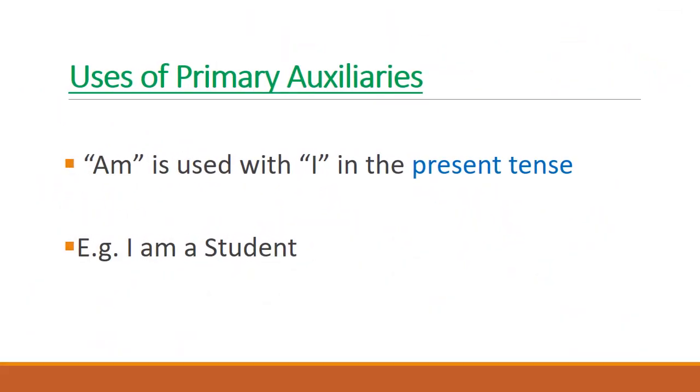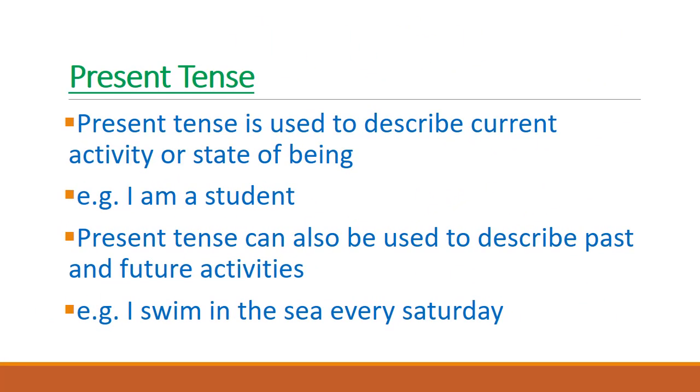Uses of primary auxiliaries. Am is used with I in the present tense. Example, I am a student. See what present tense is. Present tense is used to describe a current activity or a state of being. Example, I am a student. So currently I am a student.